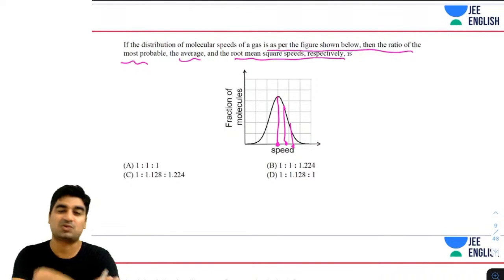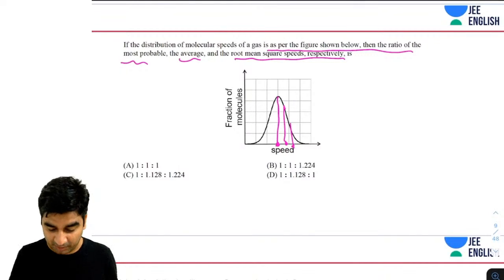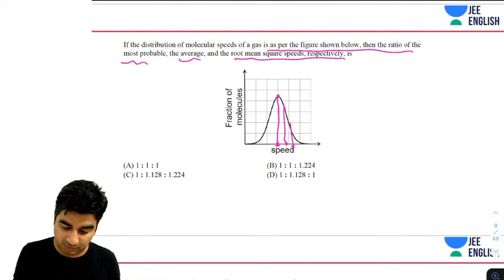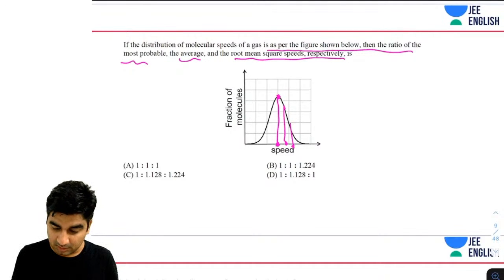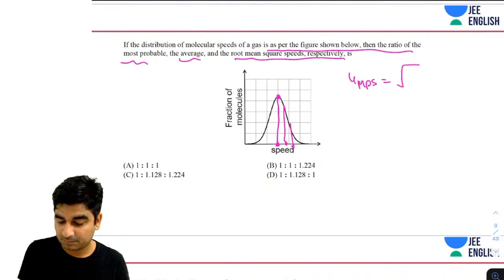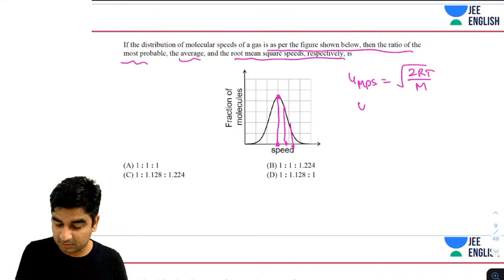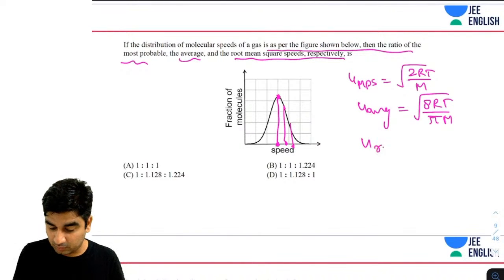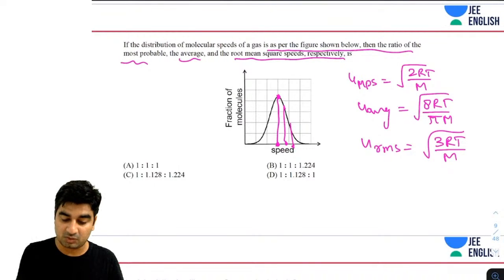Yes guys, how will you solve this? First of all you have to remember the formula, and if you don't remember it then it will be tough for you, right? From this point you will be getting UMPS, the ratio of the most probable speed. So what is the formula of UMPS? Root 2 RT by M. What is the formula of U average? It will be root 8 RT by pi M. And what is the formula for URMS? It will be root 3 RT by M. I hope guys you got it now.